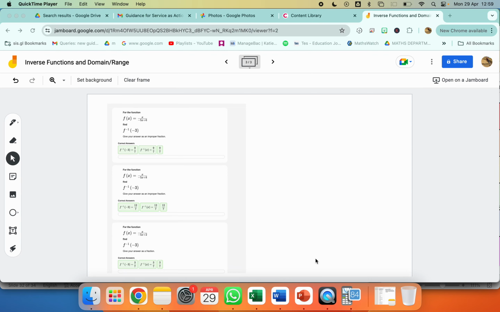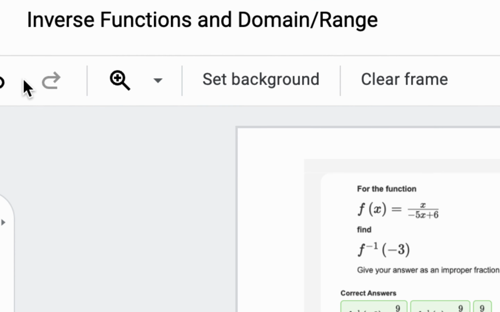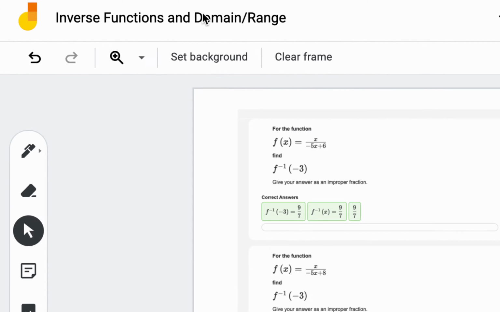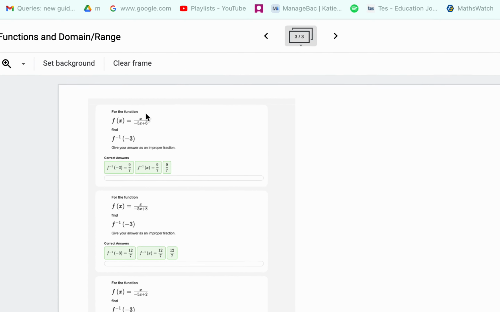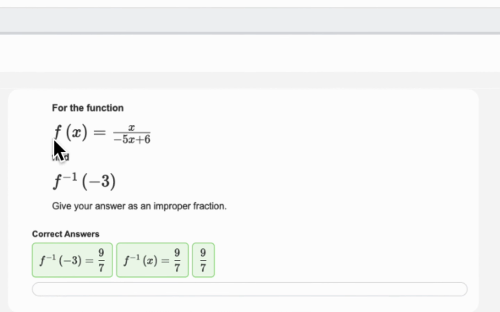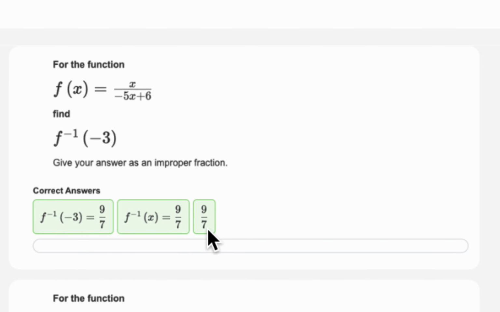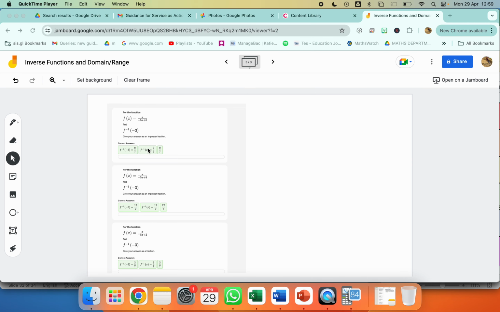In this video, I'm going to go over two main topics. We're going to go over inverse functions and domain and range. First of all, we're going to start off with the topic of inverse functions. Here is the question, here is the answer. I'm going to show you two ways of doing this question.